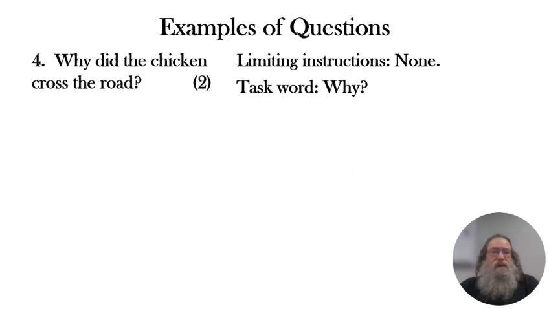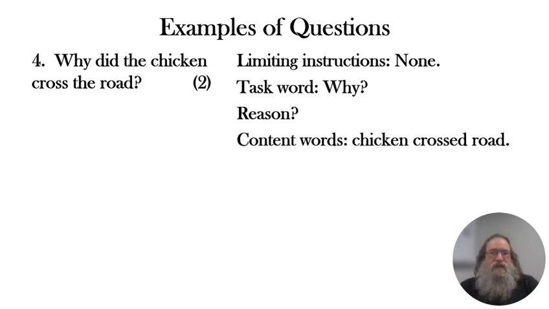However, we now look, what is the task word? And then you see the task word is why, right? So you need to provide a reason. Just the little comment there, okay? And then the content words, chicken crossed road. Now, this is a very complicated way of analyzing what is actually quite a straightforward question, but it's a good example, so we'll start with this one, all right? And if you want to know why did the chicken cross the road, it's very simple. It was wanting to get to the other side.